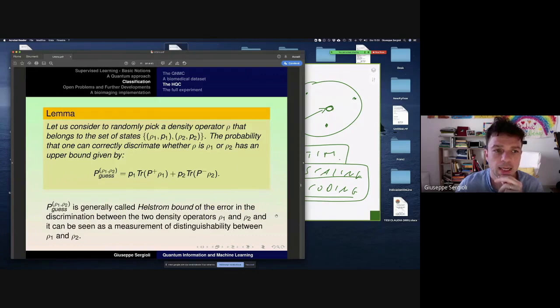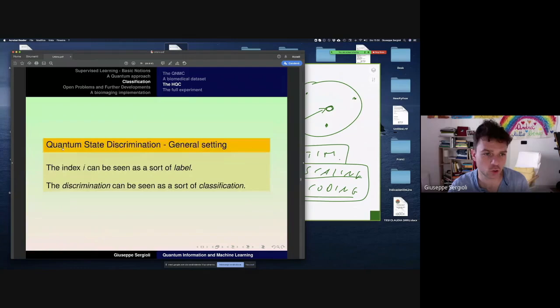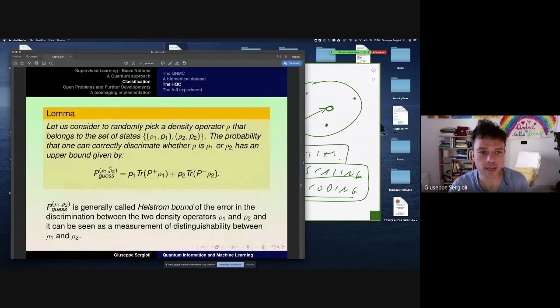So this lemma that is proved by Helstrom is not our result. It's just a lemma that gives us the probability to make a correct distinction between ρ1 and ρ2, so to make a good discrimination in the sense of quantum state discrimination. The probability to make a good discrimination is given by p1, this a priori probability, multiplied by the trace of P+ ρ1, plus p2 times the trace of P− ρ2. So P_guess is generally called the Helstrom bound, in a certain sense of the error in the discrimination between the two density operators ρ1 and ρ2.